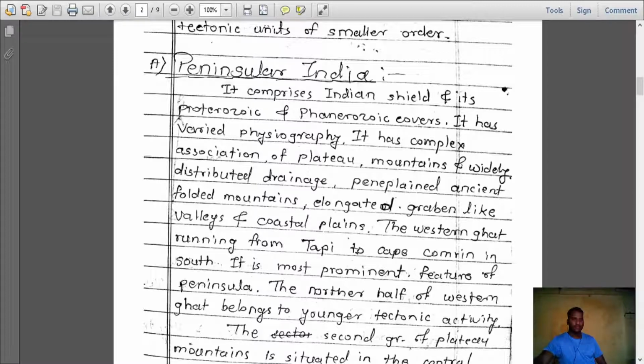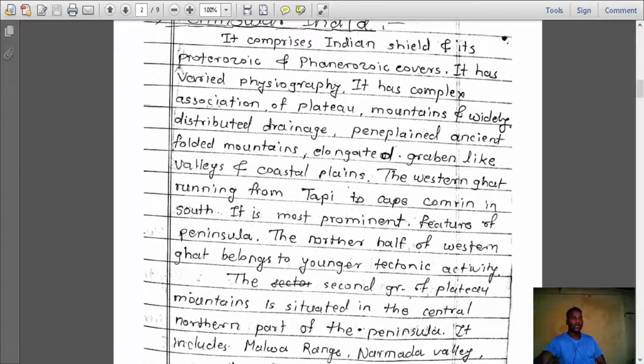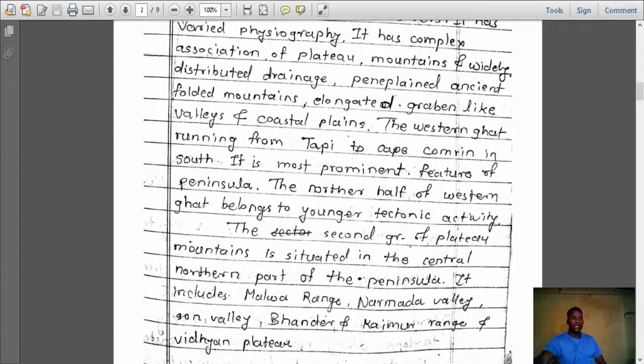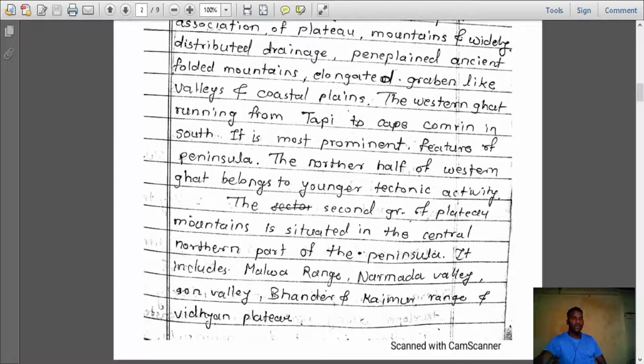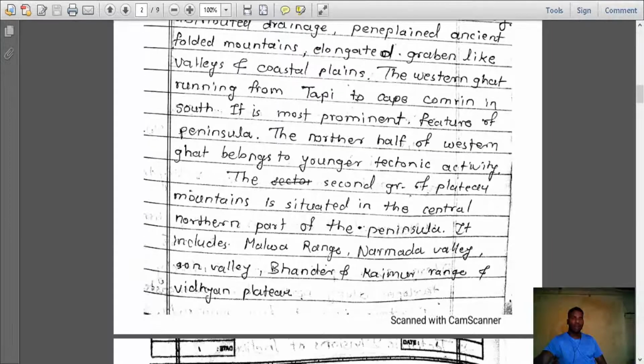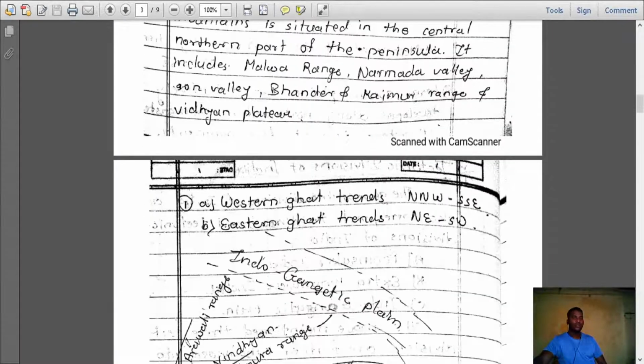The northern half of the Western Ghat belongs to younger tectonic activity. The second group of plateau mountains is situated in the central northern part of the peninsula. It includes the Malwa ranges, Narmada Valley, Son Valley, Bhander and Kaimur ranges and Vindhyan plateaus.